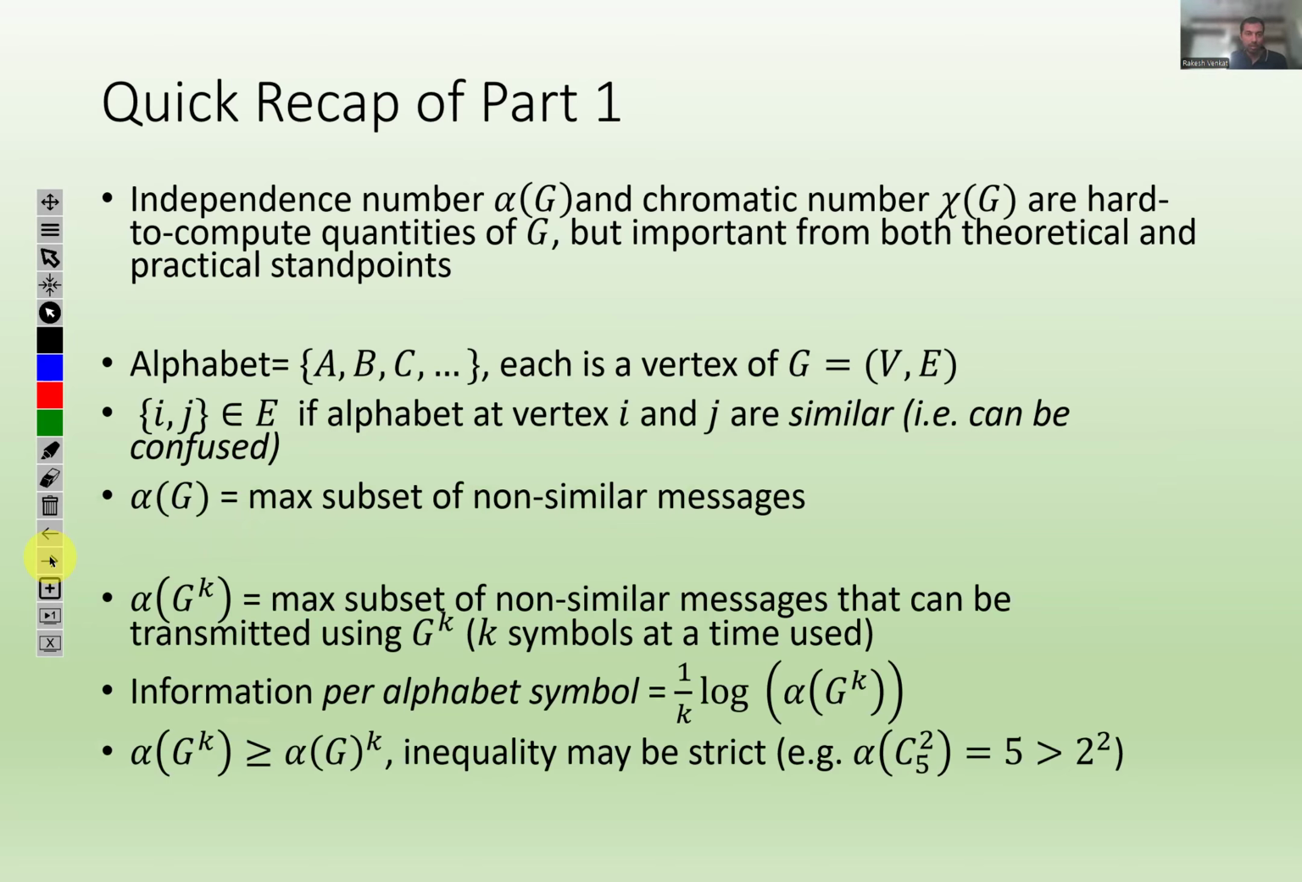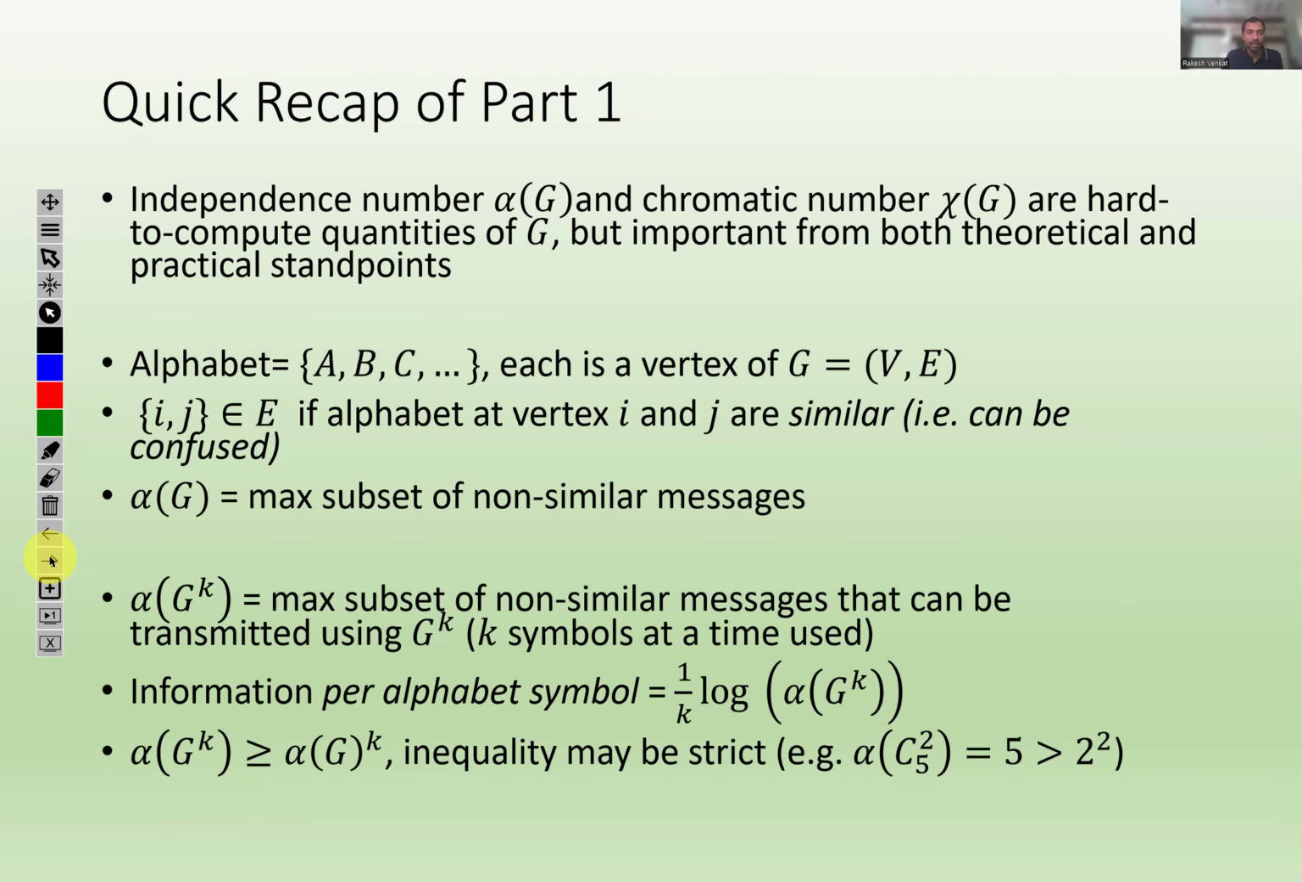The first part was basically that the independence number of a graph, or the size of the maximum independent set, and the chromatic number of the graph are hard to compute quantities, but they are important both from a theoretical viewpoint and also from applied or practical viewpoints of designing algorithms to find. The specific example that we had considered where this turns up is the following.